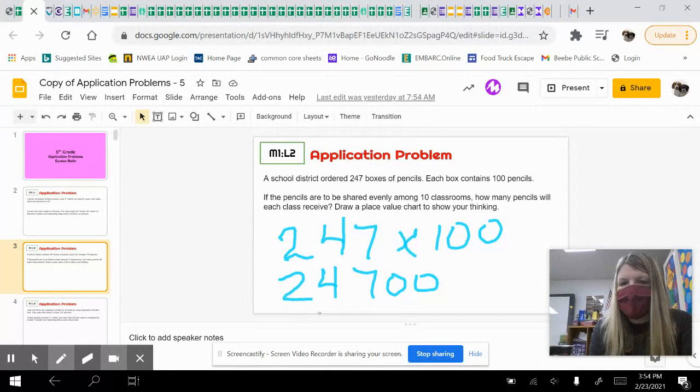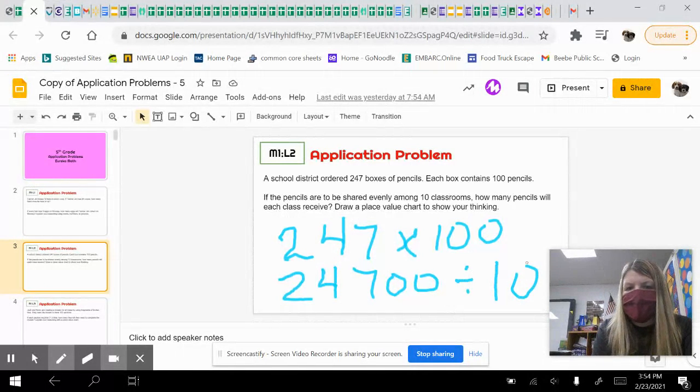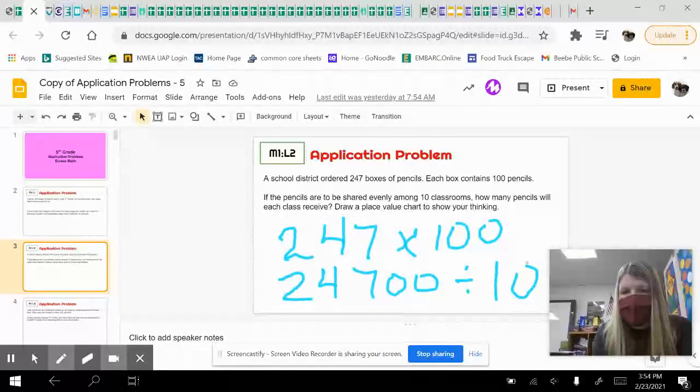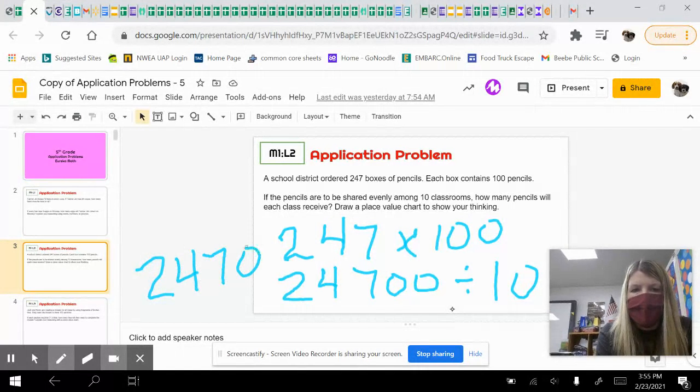Each class, it wouldn't make sense if each classroom got that amount. Now we have to split it. So now we're going to divide those between the 10 classrooms. So 24,700 divided by 10, I know that that's going to shift the place value. Each place value is going to be 1/10 the size. So that's going to shift it to the right, making it smaller. So if I shift each place value one place, that's going to give me 2,470. And so that's how much each classroom would get.